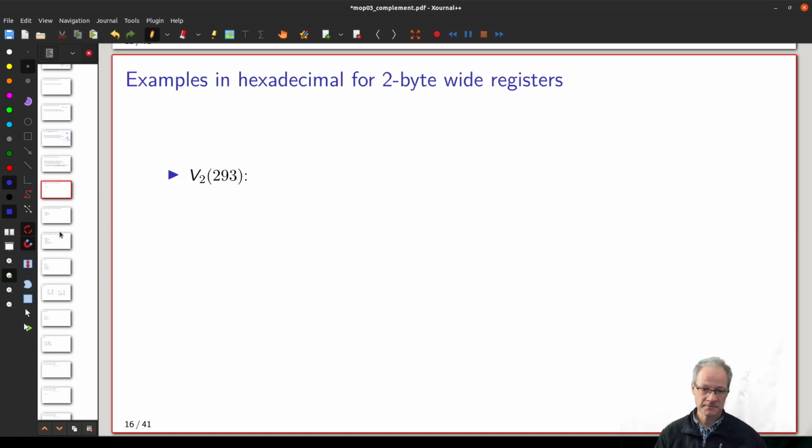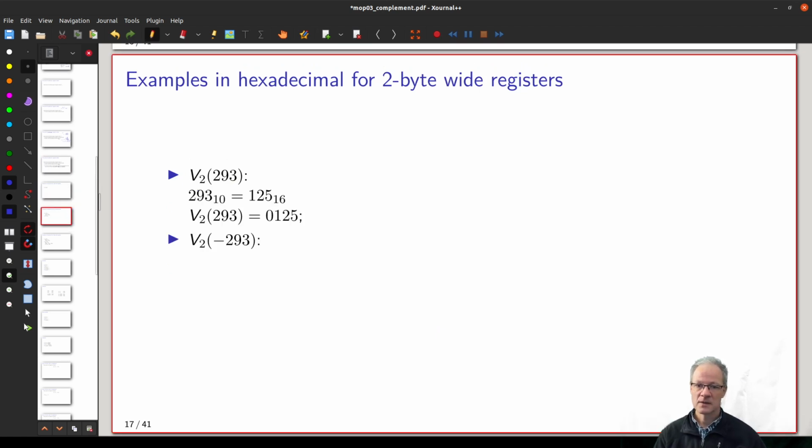Okay, so now there are some examples. How do we do this? We take 293, and V2 means that it is a 2 byte register. That's what this 2 means, and also this 2. Now, in 2 bytes, how can we fit this? 293 in 10 is 125 in 16, so this you should be able to convert, just like during the quiz today, right? Once we have that, it's a positive number in 2 bytes. It easily fits.